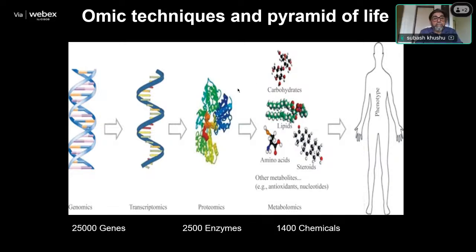So I was just talking about this pyramid of life. You have genomes, transcriptomes, proteomes, and then the latest and highest is the metabolic profile, the metabolome, where you have several biochemicals which define the phenotype of the living system. So we have about 25,000 genes, then over that you have 2,500 enzymes, and 1,400 chemicals when you define a human metabolome. You see how these omic techniques can define the phenotype of a living system.